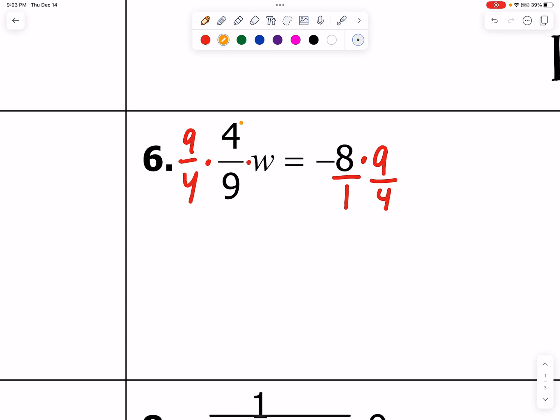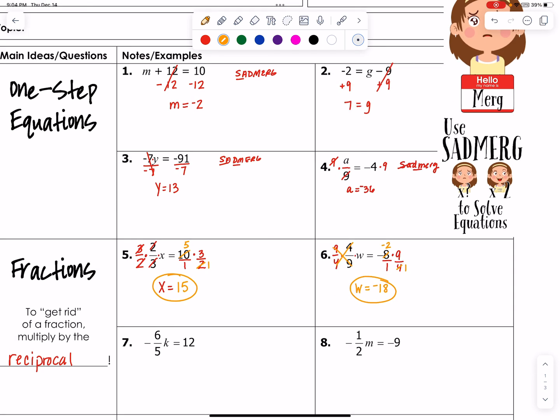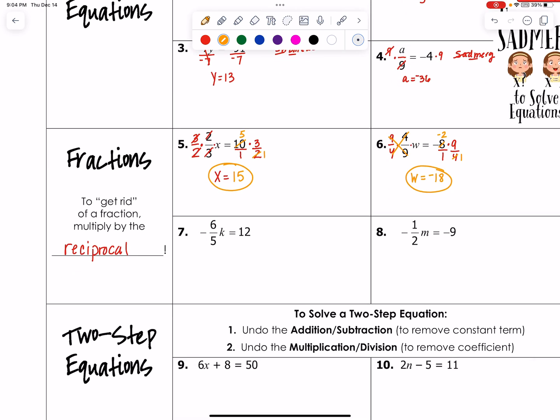Let's go ahead and all this crosses out, and I'm left with W equals, all right, can we cross simplify? Yep, we can. Okay, divide by 4, I end up with 1 and a -2. So -2 times 9 is a -18. So that's your answer for that one. All right, let's go ahead and try 7 and 8.